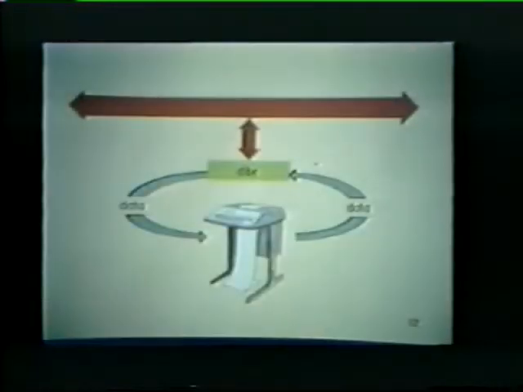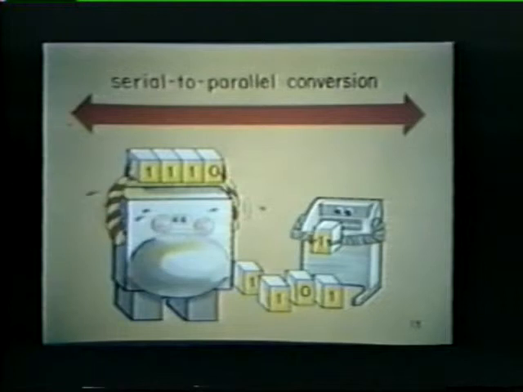Many devices, such as the teletypewriter, are serial in nature. Data is transferred serially between the teletype and its DBR. From this, we can see one of the primary functions of a DBR, to provide serial to parallel conversion of data sent from the peripheral to the Unibus and parallel to serial conversion for data moving in the opposite direction.